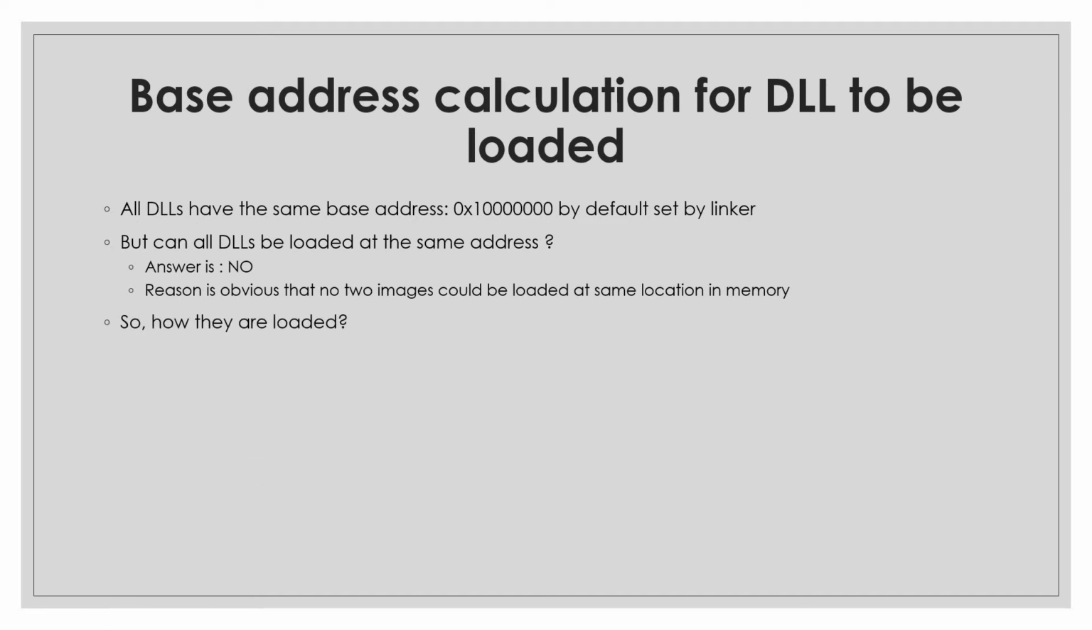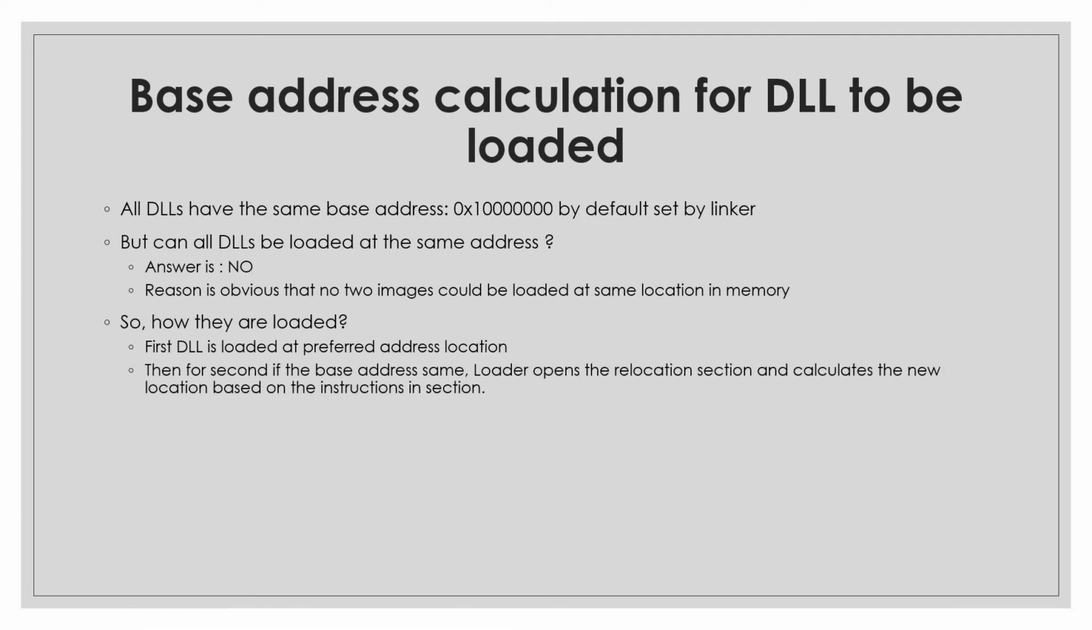So, how are they loaded? When all the DLLs have the same base address, how does the loader load all of them? The very first DLL is loaded at the preferred base location, which is the location mentioned at the top. Then, for the second DLL, the base address will be the same if you have not provided it to the linker, so the linker must have used the same base address.